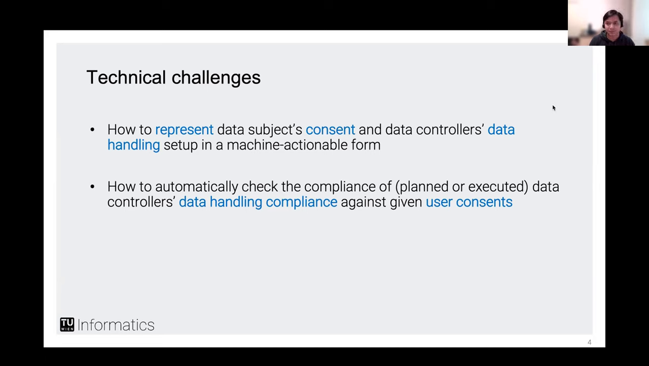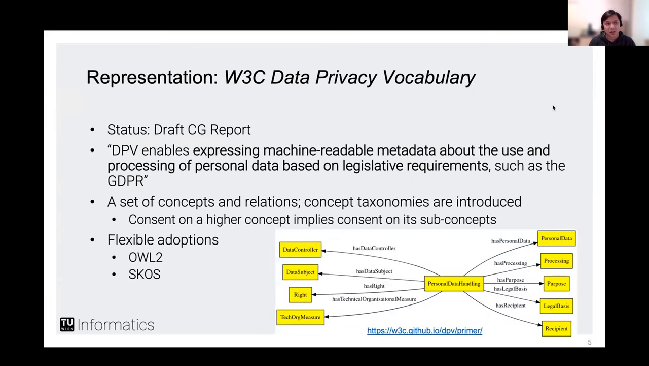For the representation, currently there is an active working group, the W3C Data Privacy Vocabulary, which has already released version 0.4 of their community group report. The aim is to provide machine readable metadata for the use and processing of personal data based on legislative requirements such as GDPR. But not only that, because in other parts of the world, there are also different regulations similar to GDPR.